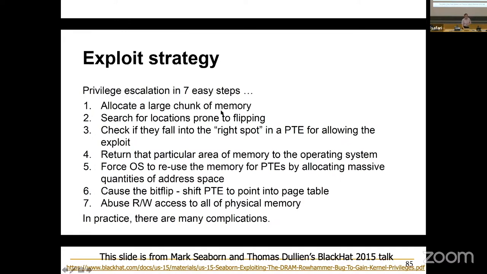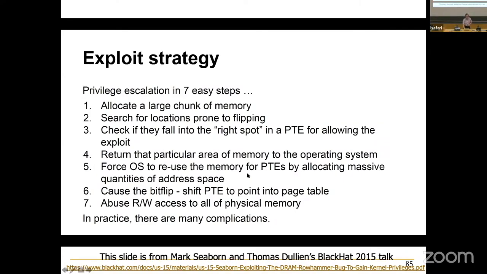So, to make this a working probabilistic attack, they basically say you need to do other stuff also, like allocate a large chunk of memory, figure out which locations are prone to flipping due to RowHammer, and then check if they fall into the right spot in a PTE for allowing the exploit. So they don't want to leave it to 31% chance. They want to actually see where the bit flips are. You can actually figure that out, and then return that particular area of memory to the operating system. So as a user, you can actually learn a lot about memory and then return it to the operating system. And the operating system allocates a page table entry over there later, right? And then you exploit that.